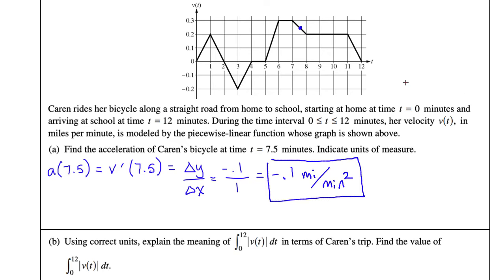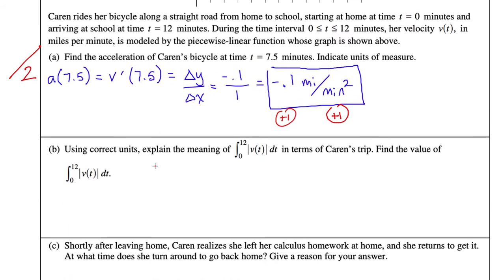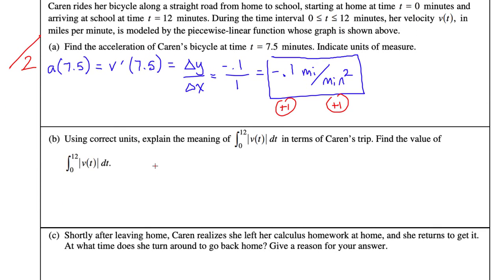And how do we score ourselves? So you get 1 point if you got the answer, just -0.1, purely the number answer, so +1 there. And if you got the units correct, miles per minute squared, you get +1. So that one was out of 2 points for A. On to B, unless there are questions. Doesn't seem like there are.